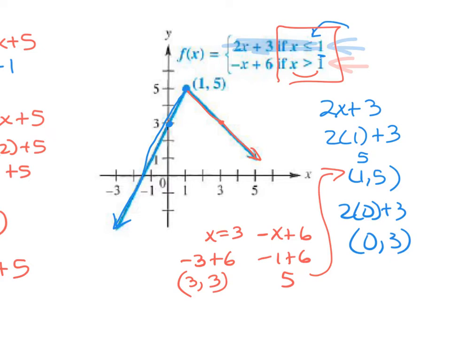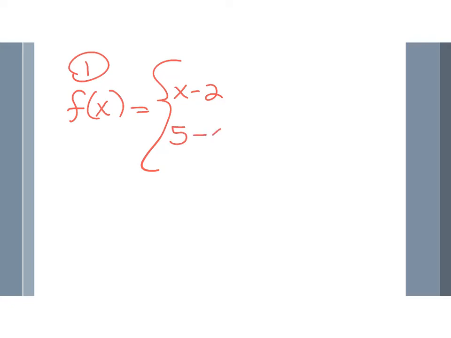Let's try now. I know on your slides, the rest of them are blank. So I want you to write these piecewise functions down, and we're going to get some ordered pairs. So here's another piecewise example. So it's f of x, and it's going to be equal to x minus 2 and 5 minus x. We're going to use the top one when x is less than 3, and we're going to use the bottom one when x is greater than or equal to 3.